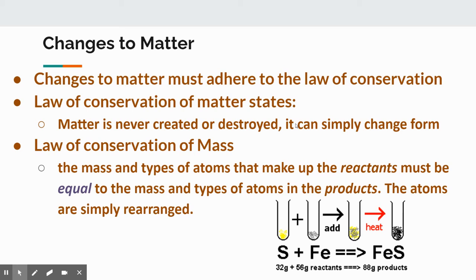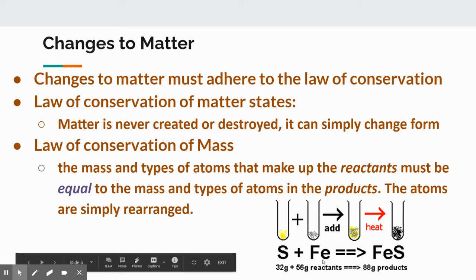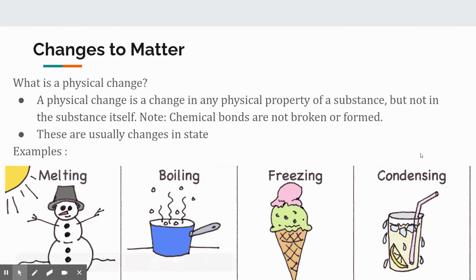And so if you have 32 grams of sulfur and you react it with 56 grams of iron, you're going to get 88 grams of iron sulfide product, right? It's just the way it goes. If you did this reaction and you didn't have the right ratio, you would still have leftover reactants in your product side, right? But it would always add up to whatever you had in the reactant side.